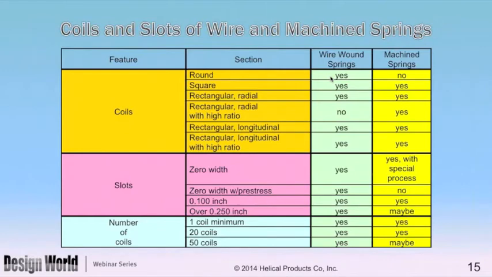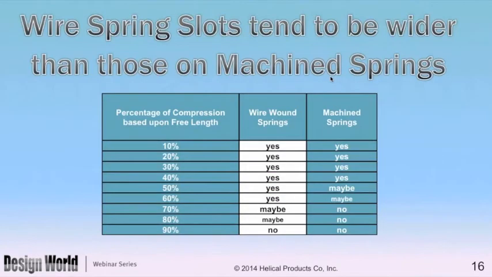Number of coils, 1 coil, 20 coils, 50 coils, readily available, except at 50 or 40 or something like this, the machine spring becomes more and more difficult to machine because again, it's coming out of bar stock and has to be kept very stable during the creation of that coil. So there's some concerns there. So there we go. That takes us through what the coils look like and what the coils can be.